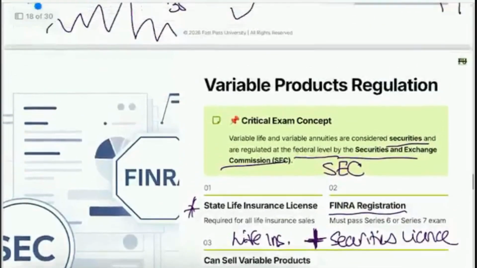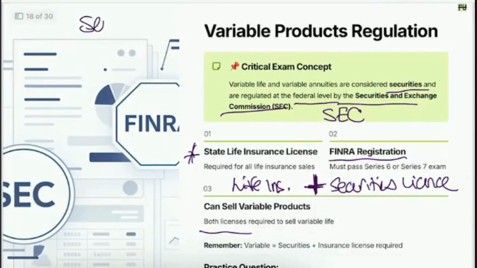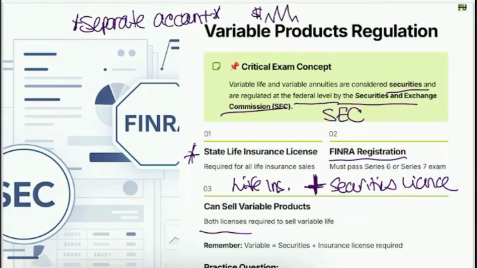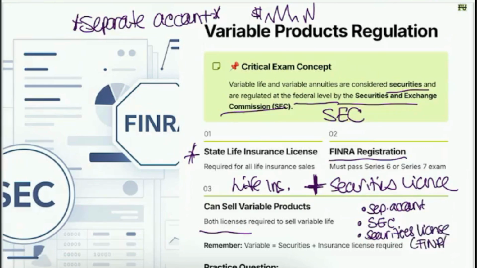And the money in variable life insurance policies is kept in a separate account, right? Because they're playing in the market with this, so it has to be kept in a separate account from the regular life insurance. So for variable life insurance products, you need to know: separate account, SEC, securities license issued by FINRA, in case they ask you that, and policy owner bears the risk.